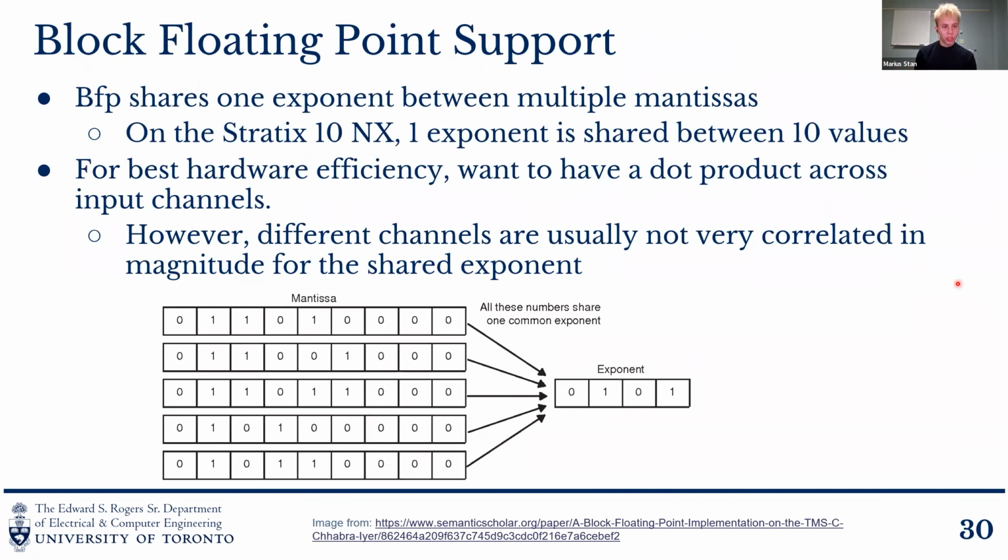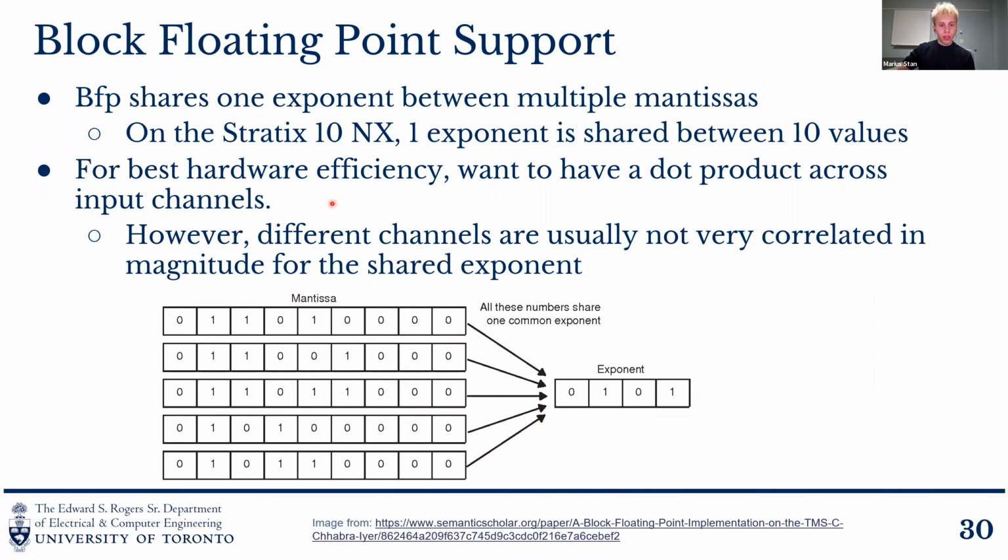Another thing we implemented was block floating point support. This was in an attempt to increase our accuracy on the Stratix 10NX. So block floating point shares one exponent between 10 values on the Stratix 10NX, so one 8-bit exponent between 10 8-bit values. In the picture here, we have one exponent shared between 5 values. That's just because I couldn't fit 10 values in the image, but on the Stratix 10NX, it's shared between 10 values. And so what this means is that ideally we'd get a higher accuracy when using block floating point.